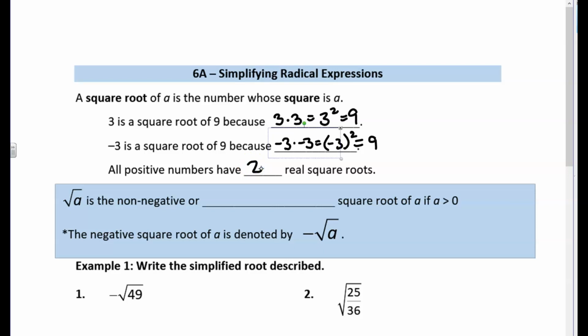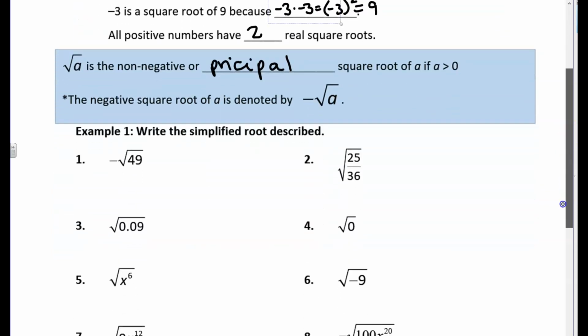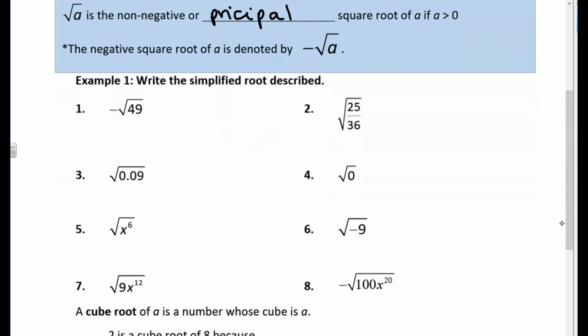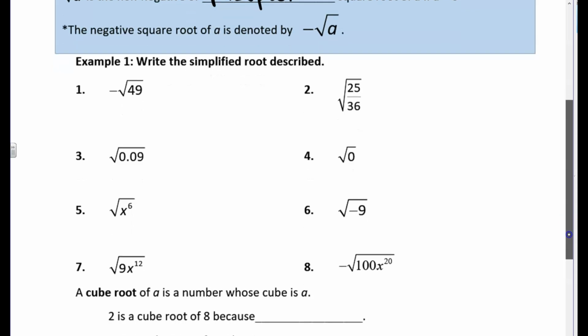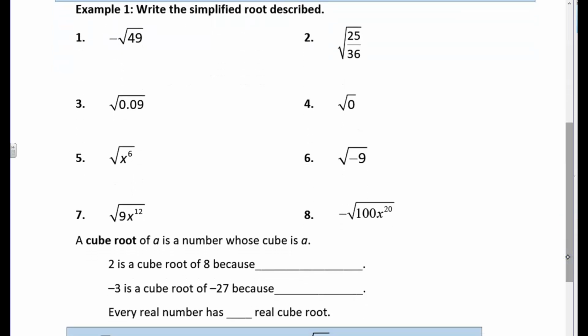Now, we will usually focus on the square root of a as the non-negative or principal square root. The negative square root we will generally denote by negative root a. So let's run through a couple of square roots that you guys have definitely done before, just a bit of a refresher. Negative the square root of 49. Well, the negative sticks out front and the square root of 49 is 7. So my answer is negative 7.